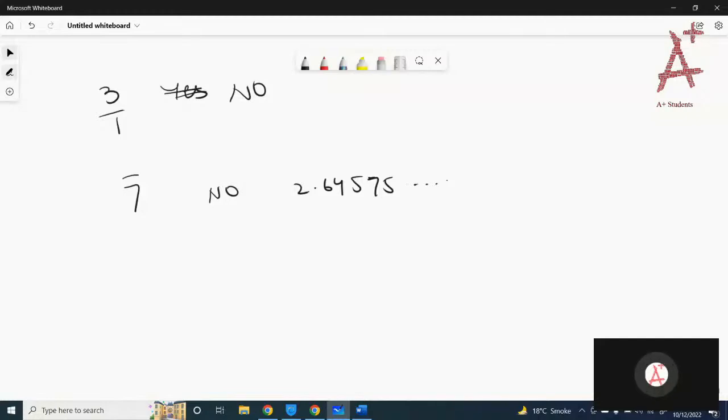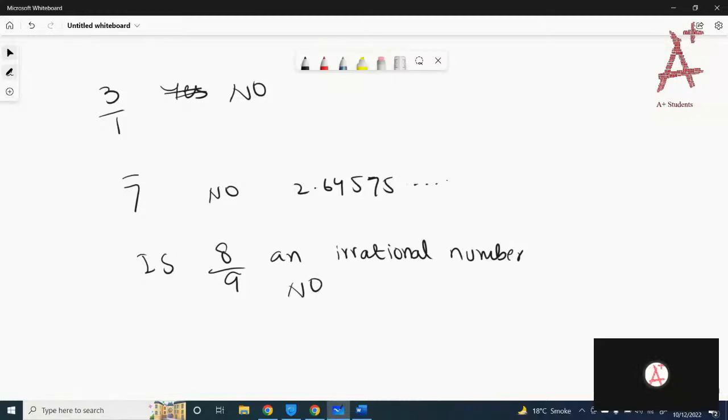Okay, the next one is: is 8 by 9 an irrational number? Is it irrational or rational? 8 by 9 is a rational number because it is written in the form of a by b. So the question is, is 8 by 9 an irrational number? No, it is not an irrational number. Got it? Select the correct option and move on to the next question.